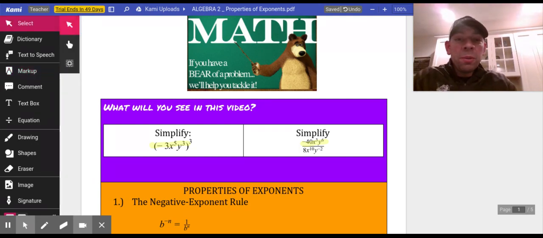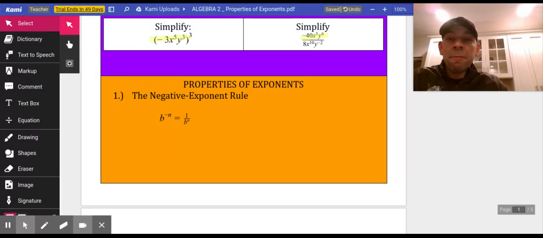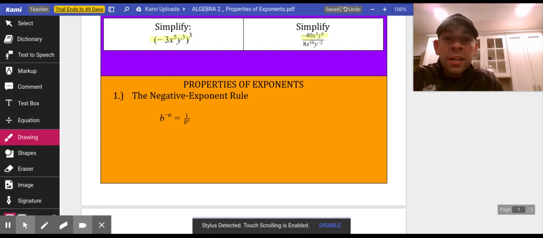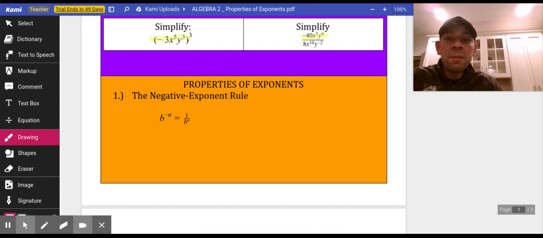So we're going to jump right into our properties, and we've got 7 of them that we want to cover today. And the first one's called the negative exponent rule. Basically, it says if you've got b raised to the negative n, that's equivalent to 1 divided by b to the positive n. So a popular example might be 7 to the negative 2, which is rewritten as 1 over 7 squared, which is equivalent to 1 over 49.